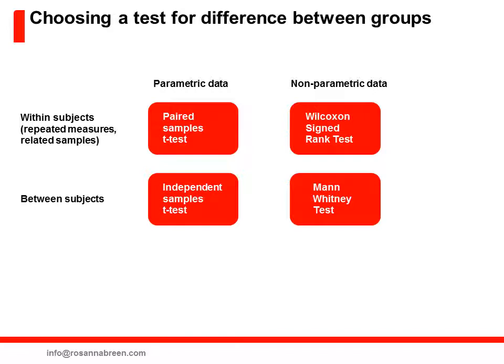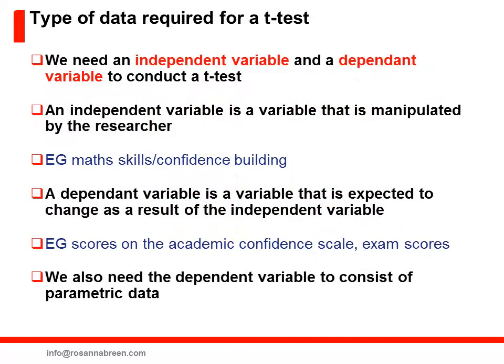If you have parametric data, but the people within your sample have been subjected to two different conditions, then you'd use a paired samples t-test. If your data is non-parametric, on the other hand, and within subjects, then you use the Wilcoxon-signed rank test. And if you have two groups of people, but non-parametric data, you use the Mann-Whitney test.